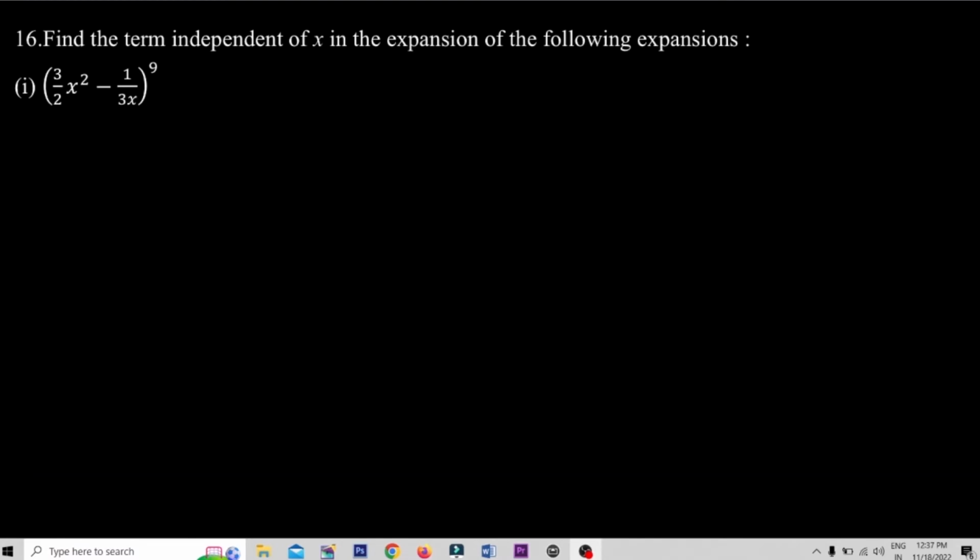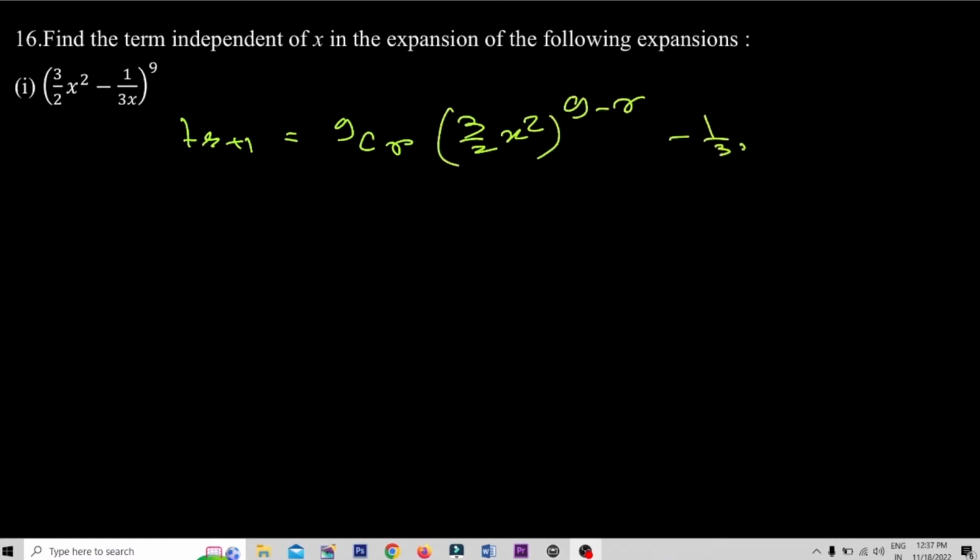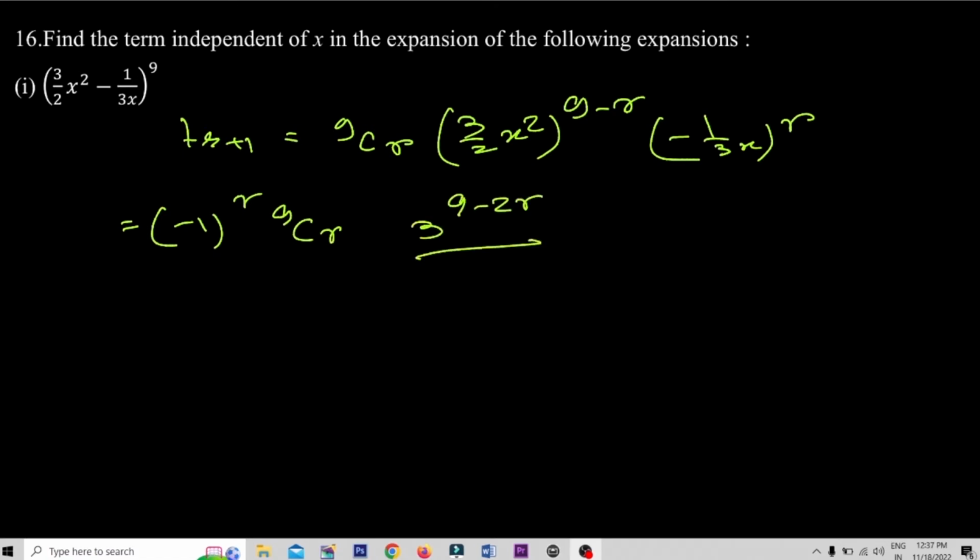Next question, find the term independent of x in the expansion of this. So we can write this as, let T(r plus 1) be the term independent of x. So 9Cr (3/2 x squared) to the power 9 minus r times (minus 1/(3x)) to the power r. Therefore, we can write this as (minus 1) to the power r 9Cr 3 to the power 9 minus r, let us write the coefficient first, then we'll accumulate all the x, 2 to the power 9 minus r into x to the power 18 minus 2r minus r.